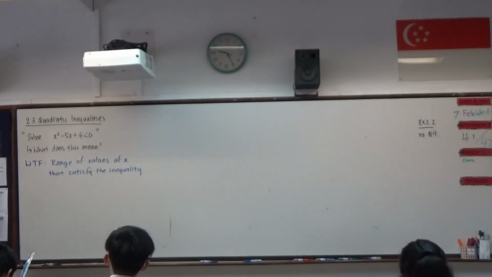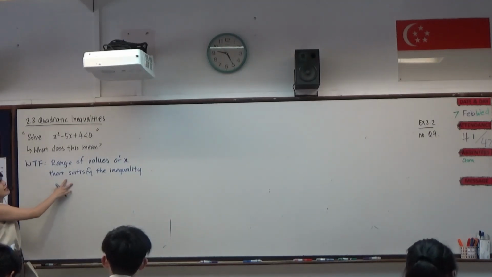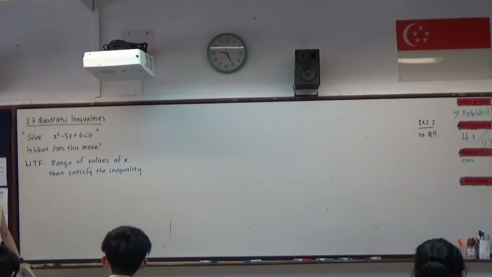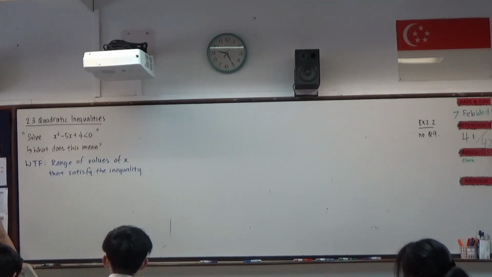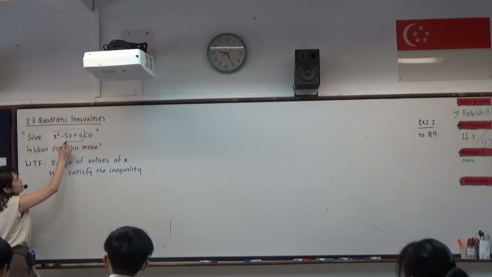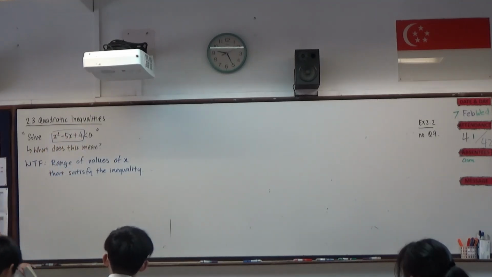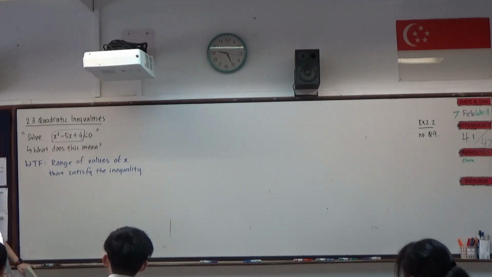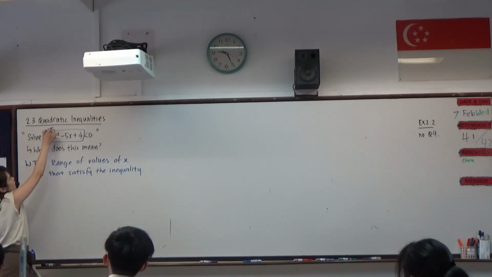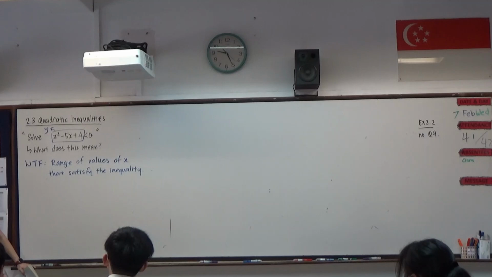But what does it mean to satisfy the inequality? It goes back to how we read this inequality. It's telling us that x squared minus 5x plus 4 is less than 0. So as a totality, we want the values of x that allow the entire expression to become less than 0. In other words, if I let this be y, I want my y coordinates to be less than 0. That is what the inequality means.